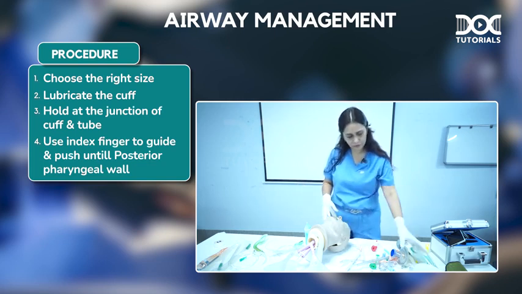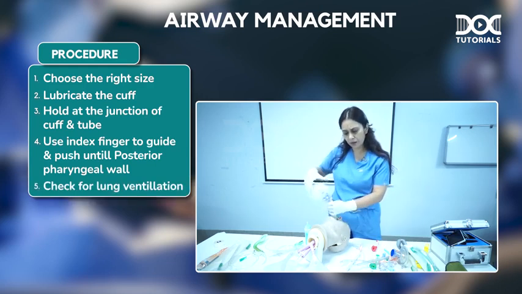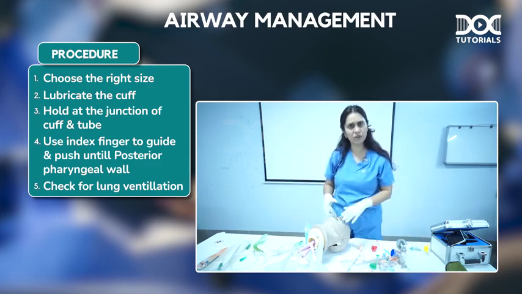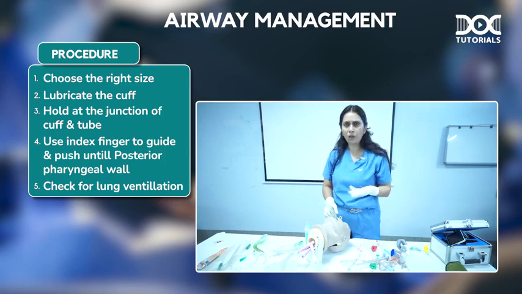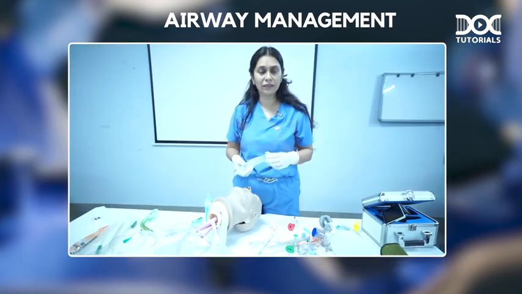After that, I would attach my manual resuscitator and ventilate and check. If I am not able to ventilate the patient and chest rise is not there, I would use the next size, higher or lower, depending upon the body weight of the patient. So this is how we put the supraglottic airway device, right?